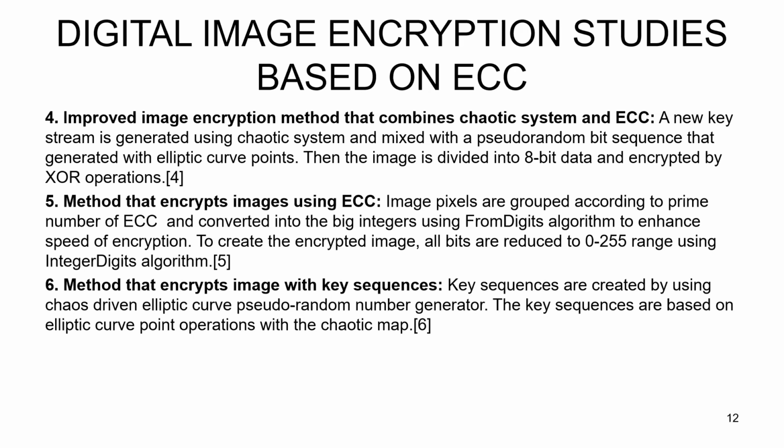Number six, method that encrypts images with key sequences. Key sequences are created by using a chaos-driven elliptic curve pseudo-random number generator. The key sequences are based on elliptic curve point operations with the chaotic map.